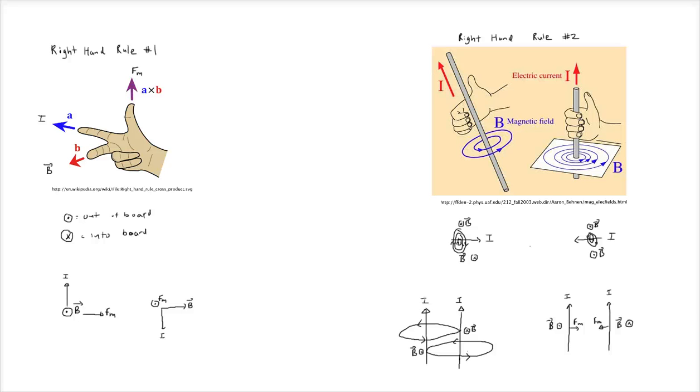In this video, we're going to talk about the right-hand rule. So I have two rules to show you the direction of the magnetic force and the direction of the magnetic field. So the first right-hand rule, you stick your hand out and you have your fingers just like in the picture, so all your fingers are at right angles to each other.